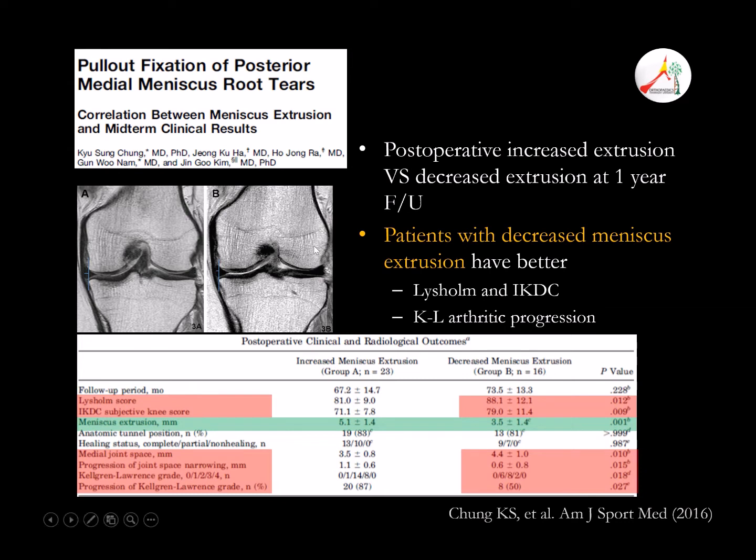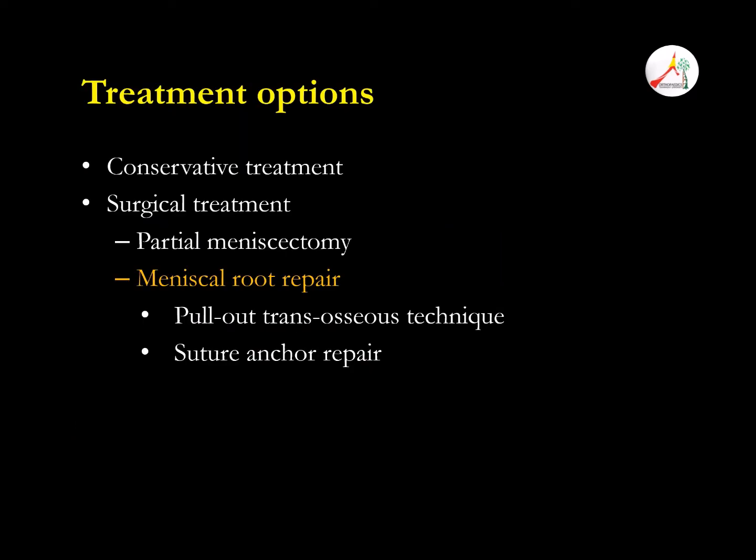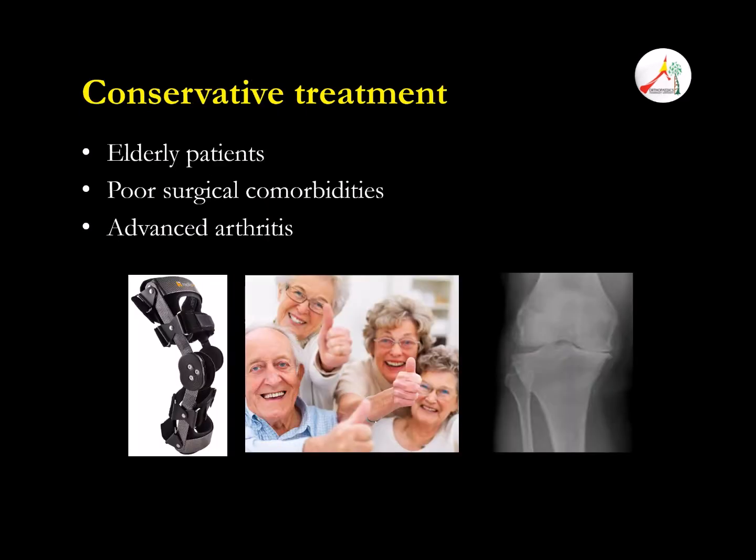Post-op, if you reduce the extrusion, the result should be good. But if you're too delayed, you cannot reduce the extrusion. So the options can be conservative or surgical treatment, partial meniscectomy or meniscus root repair. Like Danny said, we tend to save the meniscus nowadays, because we know that the meniscus is very important.